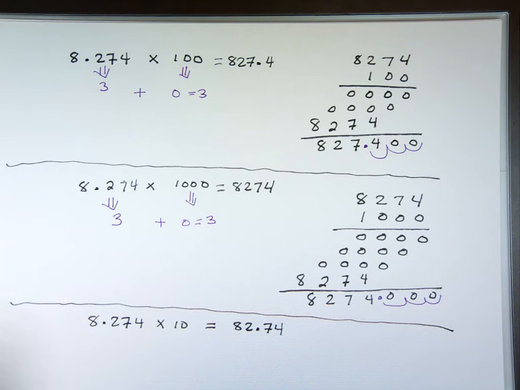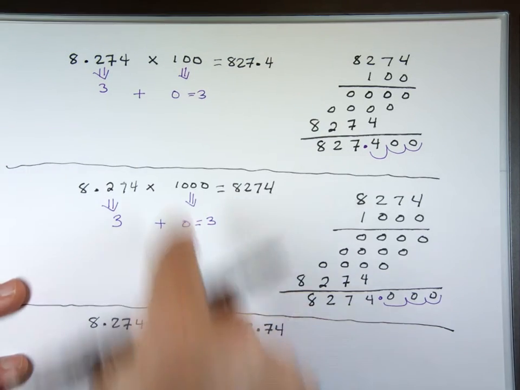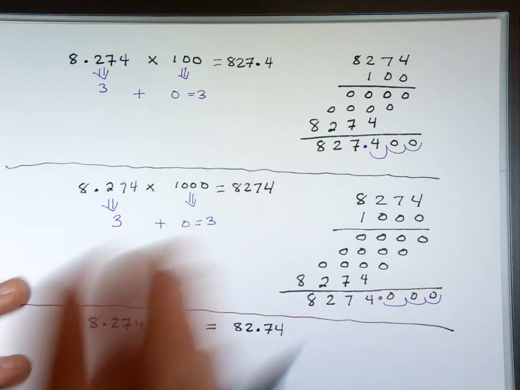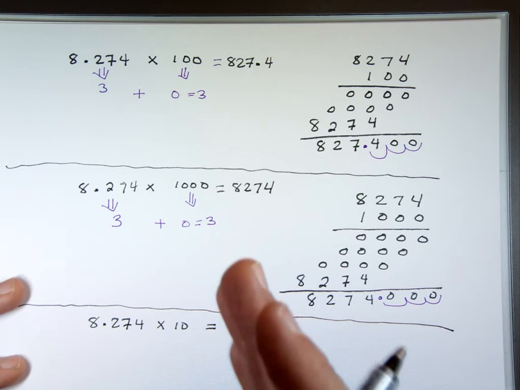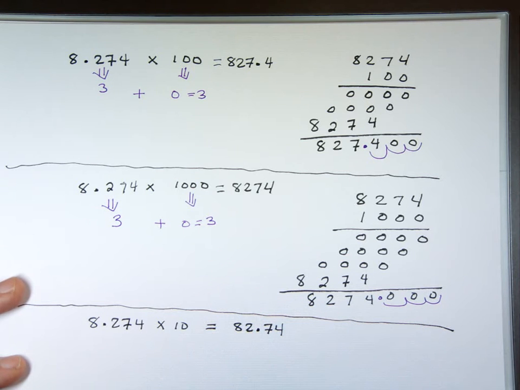If you have 1 followed by zeros, it has to be 1 followed by zeros. It can't be 200. It has to be 1 with zeros. You're multiplying by 10, by 100, by 1,000. Then you just move the decimal point to the right. How many places? The number of zeros in that number.